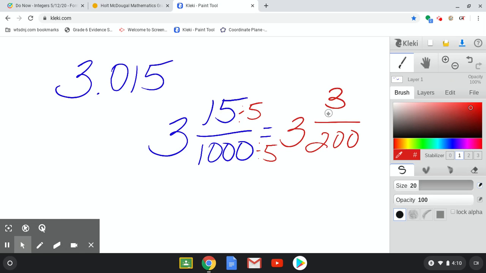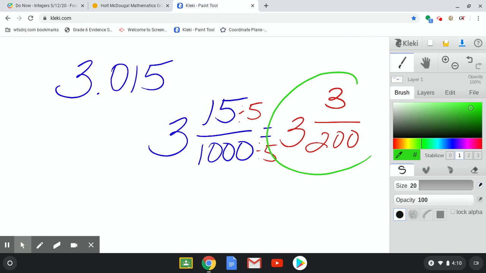Okay, so now 3 and 200, they are not divisible by the same number, so this would be my final answer. I would have 3 and 3 out of 200 for my final answer. So don't forget, for today's Do Now, make sure you are simplifying all of your answers down. Make sure when you are looking to see how you would read the decimal, you're using the correct place value, because if you use the incorrect place value, obviously your answer would end up being wrong.